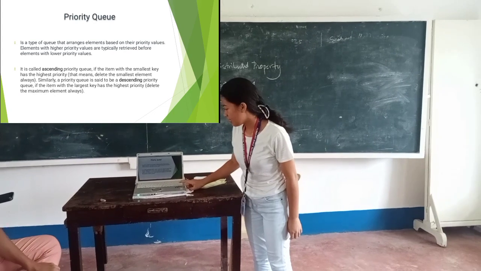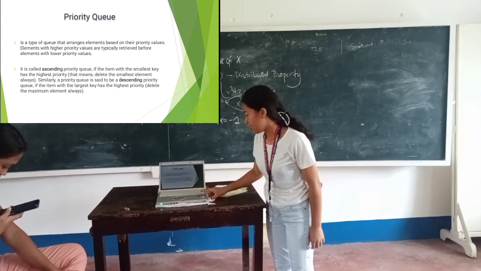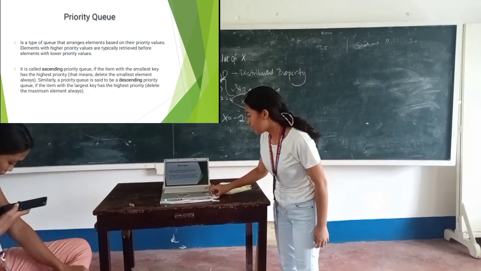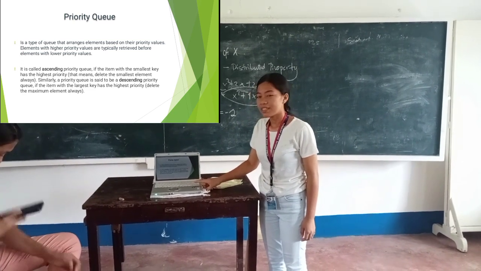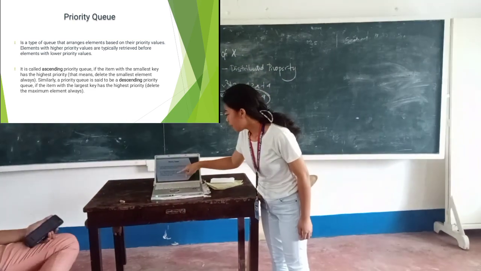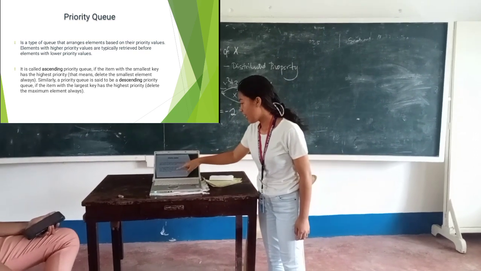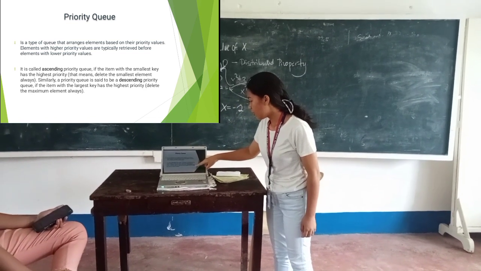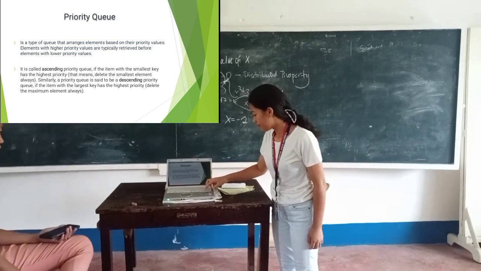So sa ascending priority queue, if the item with the smallest key has the highest priority. That means delete the smallest element always. Similarly, a priority queue is said to be descending priority queue if the item with the largest key has the highest priority, or delete the maximum element always.